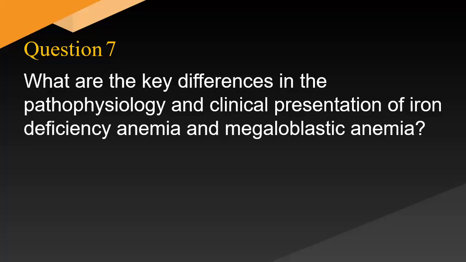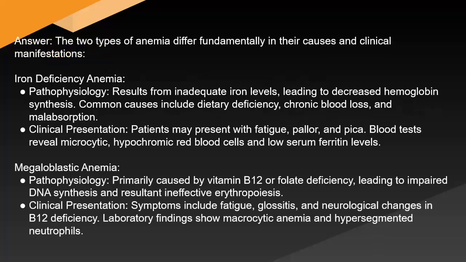What are the key differences in the pathophysiology and clinical presentation of iron deficiency anemia and megaloblastic anemia? Answer: the two types of anemia differ fundamentally in their causes and clinical manifestations. Iron deficiency anemia pathophysiology results from inadequate iron levels, leading to decreased hemoglobin synthesis. Common causes include dietary deficiency, chronic blood loss, and malabsorption. Clinical presentation: patients may present with fatigue, pallor, and pica. Blood tests reveal microcytic, hypochromic red blood cells and low serum ferritin levels.